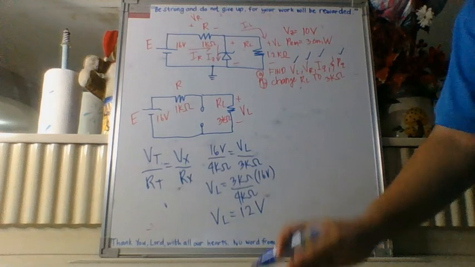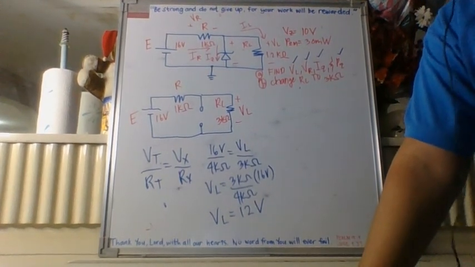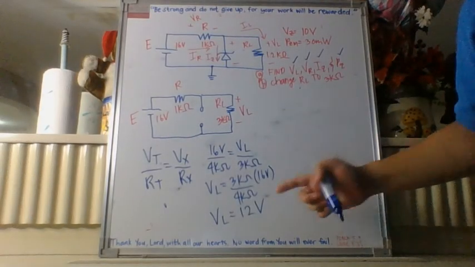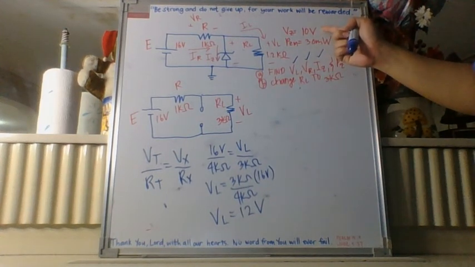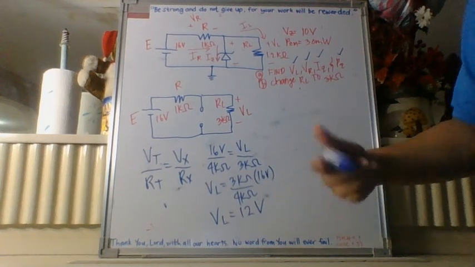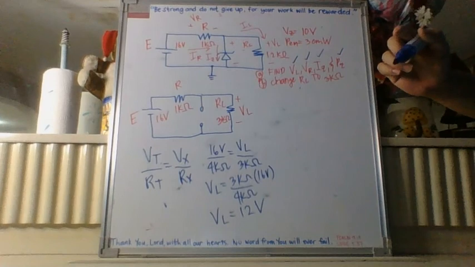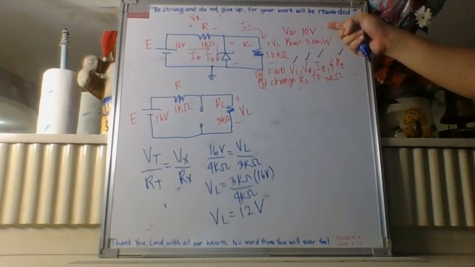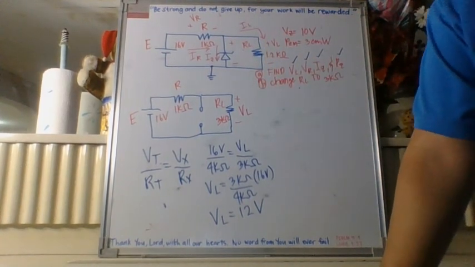The question is, mag-regulate ba yung ating Zener diode? Magko-conduct ba siya in the reverse bias region? Ang nakuha nating load voltage is 12 volts. Ang nominal Zener voltage natin ay 10 volts. Therefore, it is enough. Kinakailangan natin ng equal to or greater than the nominal Zener voltage. Since mas mataas yung ating load voltage compared to the nominal Zener voltage, our Zener diode will now regulate.